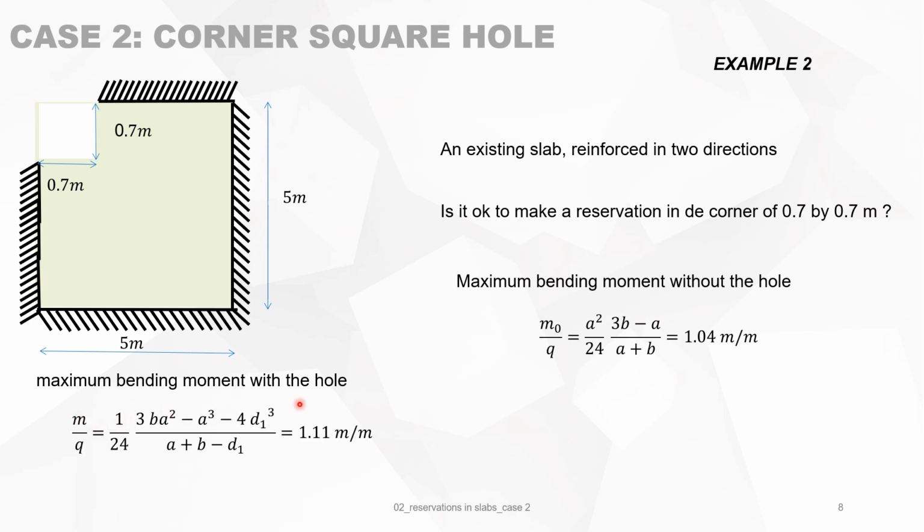The maximum bending moment with the hole, and the hole is there, we use the formulas that we developed in the previous slides. You divide by Q again, and you have 1.11. So now it's easy. You just divide one by the other, and you see that you have 6% loss in bearing capacity. So by making a hole 0.7 times 0.7 in the left top corner, you lose over the whole slab a bearing capacity of 6%.